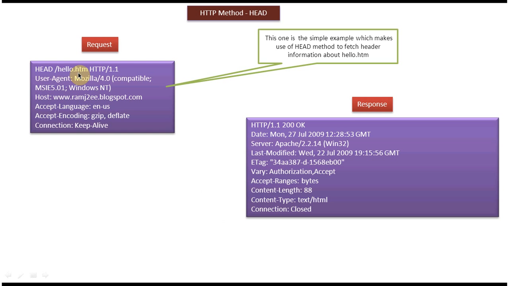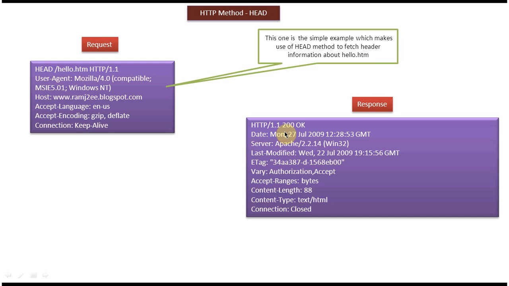This is a sample HEAD request. The first line is the request line, and the remaining part is the request header. So here what we are trying to do is get information about hello.htm. Once this HEAD request goes to the server, the server will process it and send the response back to the client.